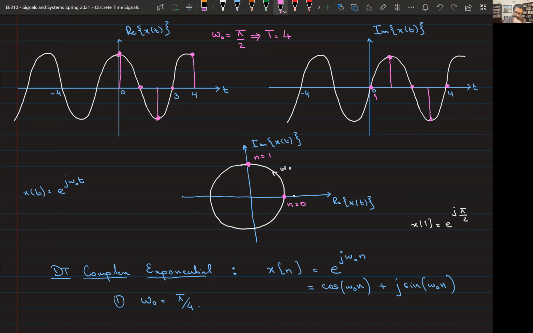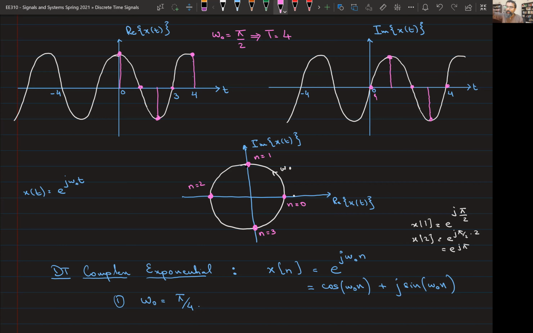What about n equals 2? So x of 2 is e raised to power j pi by 2 times 2, which is equal to e raised to power j pi. And that point is on the negative x-axis. So this is n equals 2, and this is n equals 3. And where does n equals 4 occur? N equals 4 पे क्या होता है? What do you think? What happens at n equals 4? Same as n equals 0, right?